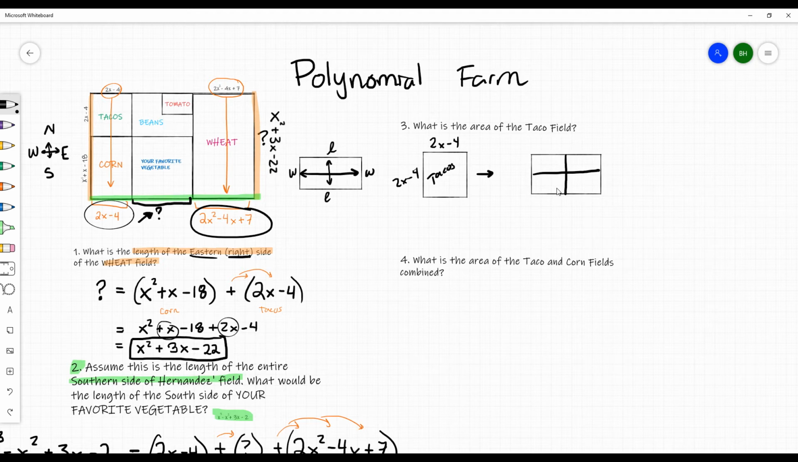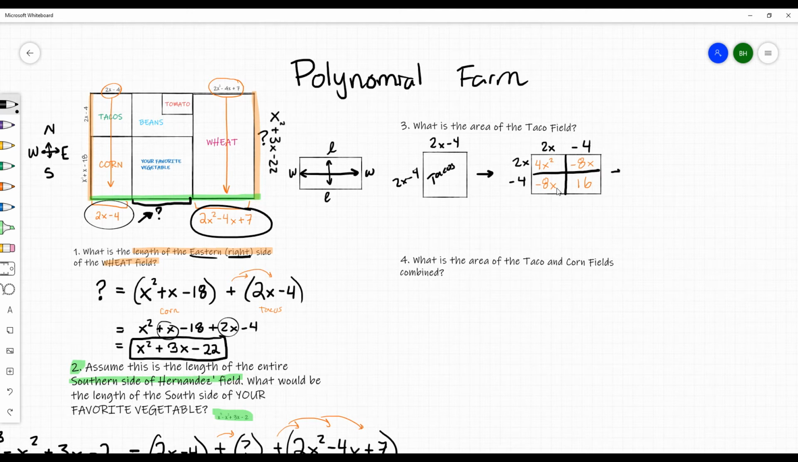So having some values here, 2x minus 4, 2x minus 4. And we're just multiplying these out. So we got 2x and 2x is 4x squared. 2x and minus 4 is negative 8x. Same thing down here, negative 8x. And then negative 4 and negative 4 is a positive 16.